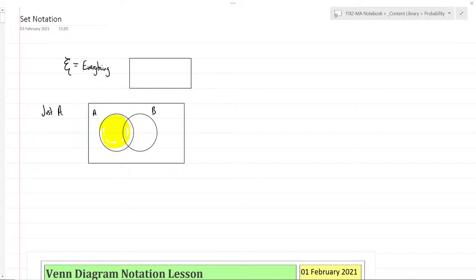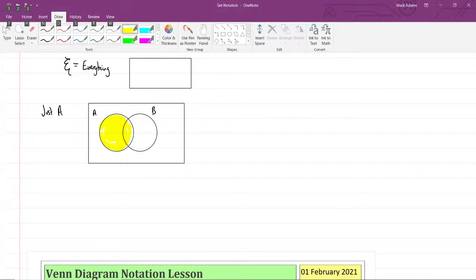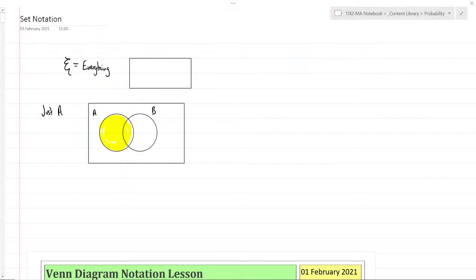So this circle here represents what A is, okay? I shouldn't say just A, should I? I should say in A. Sorry, my fault. I wrote that wrong. This here isn't just A. This is everything which is in A. Everything in A, okay?